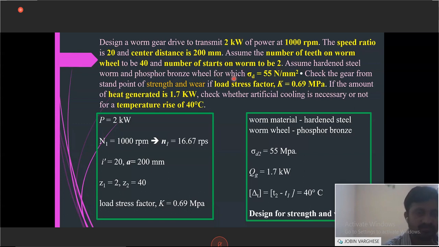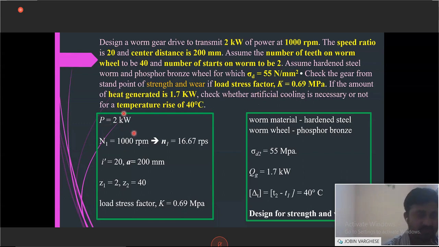Obviously, the material is already given, and sigma D, the permissible static stress, is given. Then check the gear from the standpoint of strength and wear. If the load stress factor K is equal to 0.69 megapascal, and the amount of heat generated is 1.7 kilowatts, check whether artificial cooling is necessary or not for a temperature rise of 40 degrees. So the temperature rise is given, and we have to check whether artificial cooling is needed or not. That is the major thing.